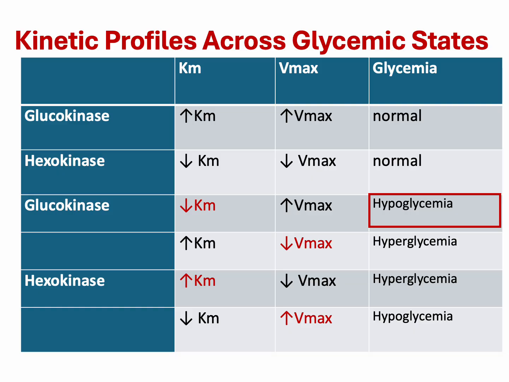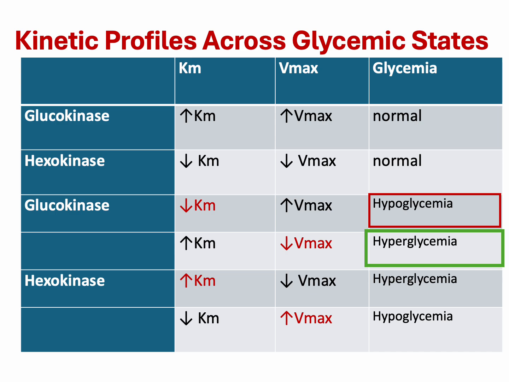Next, lowering Vmax of glucokinase while maintaining the same Km would likely cause hyperglycemia. This happens because the enzyme's ability to process glucose is diminished, which in turn reduces insulin release and allows blood glucose level to increase.